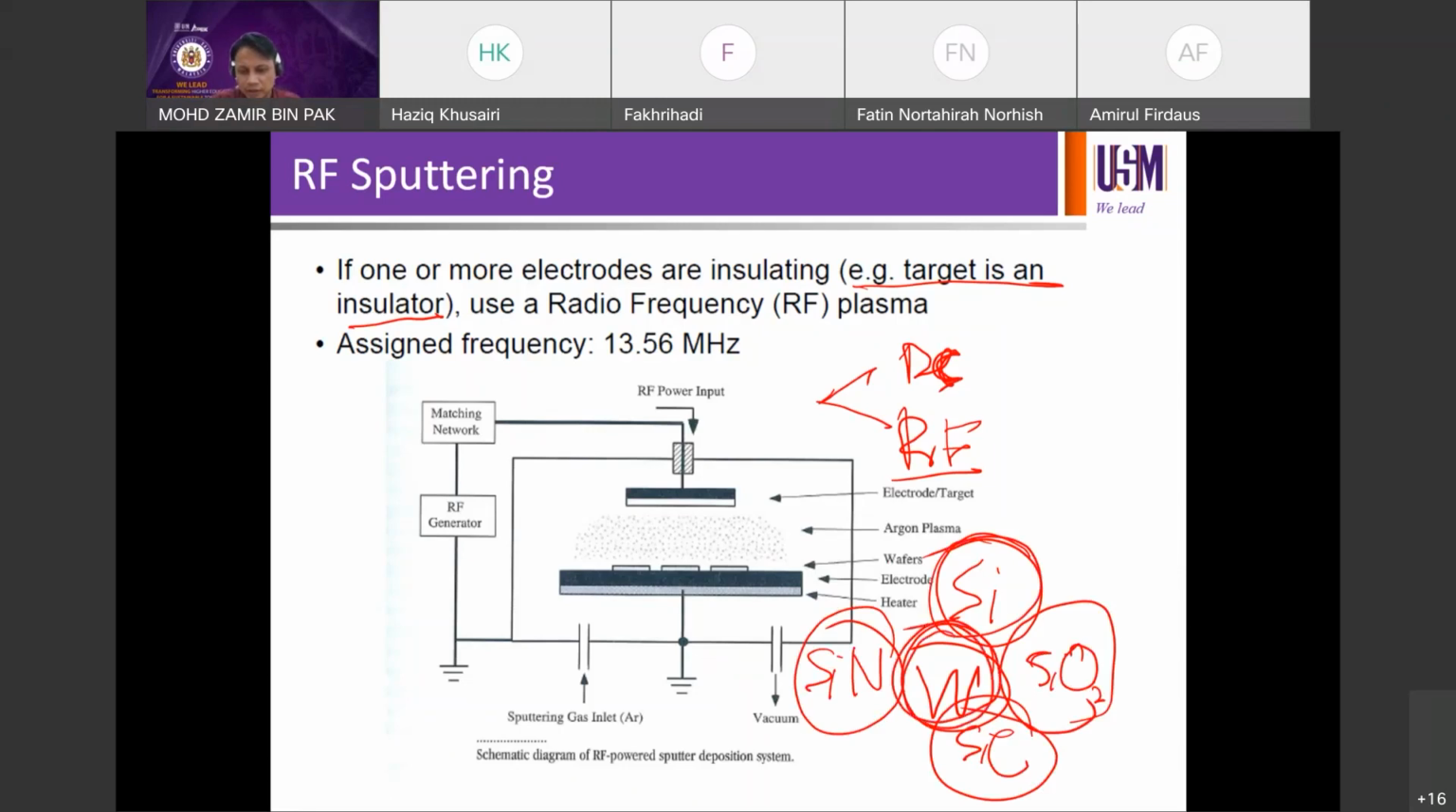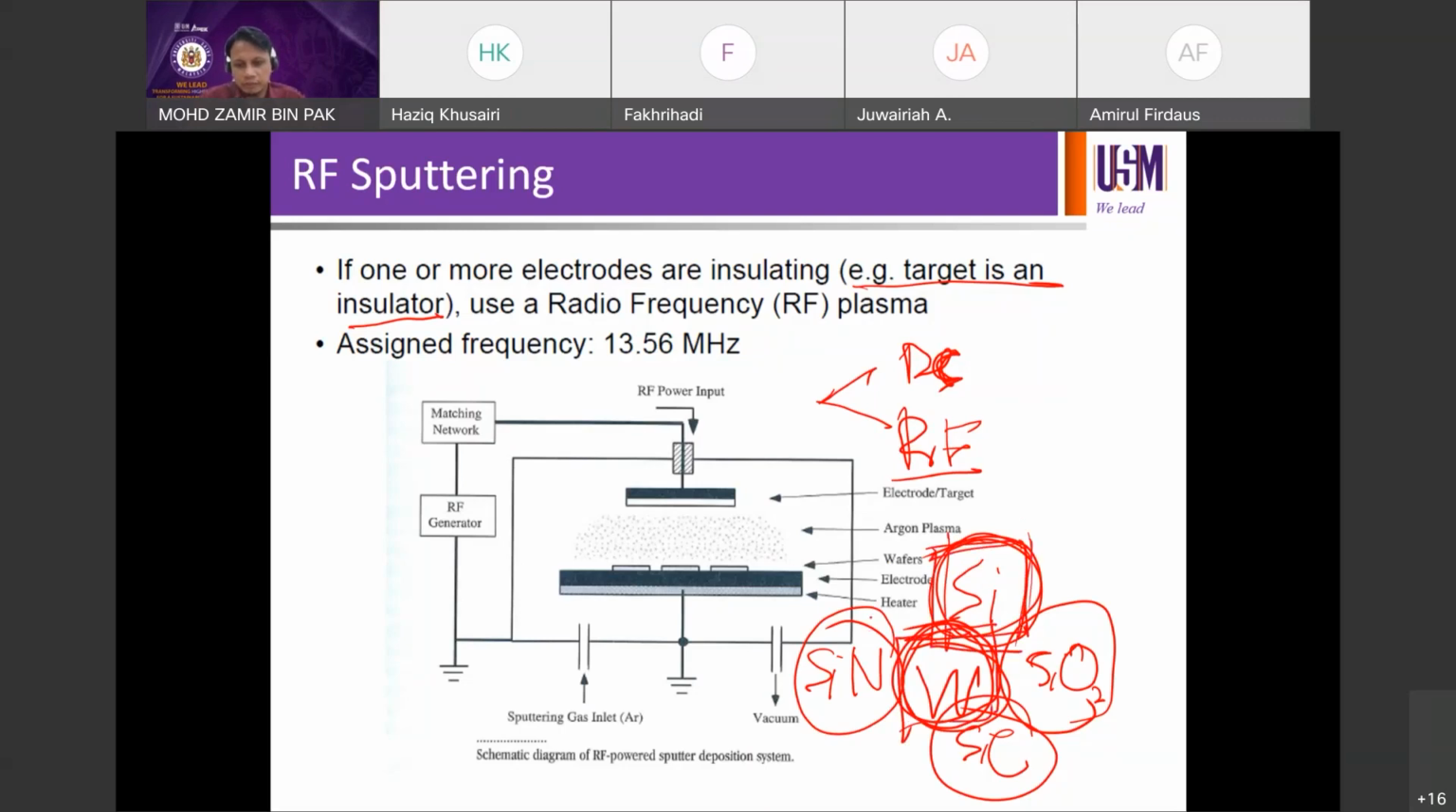Do you want to try search? Is it an insulator or not? It's a metal, but it's a poor conductor of electricity. Poor, yeah, but it's a metal, right? Tapi dia tak high conductivity lah, right? So it's a metal. Tungsten is a metal. Silicon is a semiconductor, tapi dia bukan insulator.